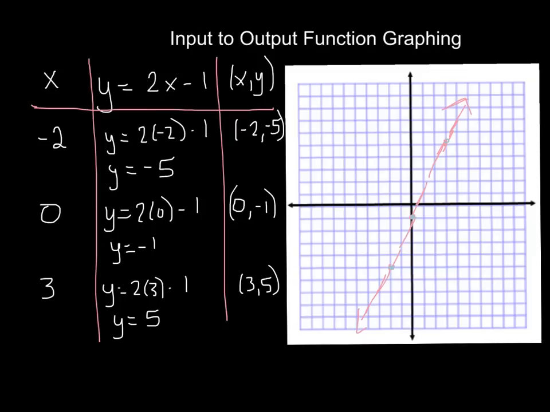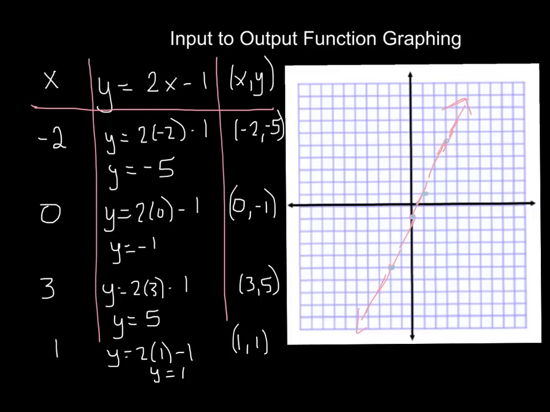Let's try 1. So when x is 1, let's see what happens. y equals 2 times 1 minus 1, or 1. So we get the point (1, 1), because y equaled 1 over here. And so when we graph that at (1, 1), again, that fell right on the line. So this line describes all input and output relationships for this function.